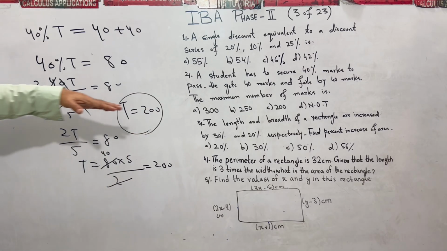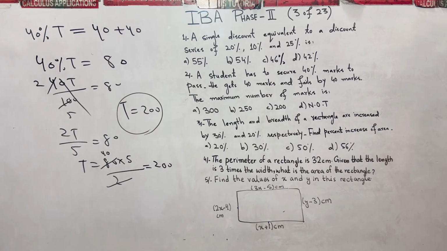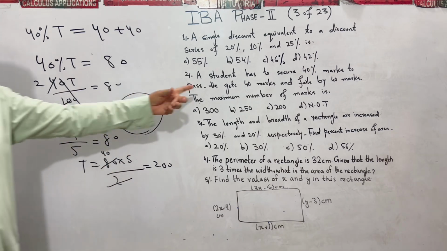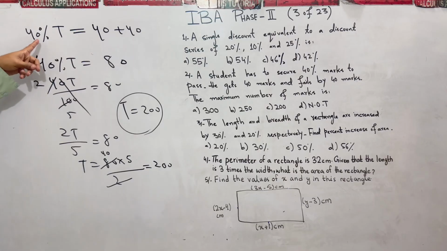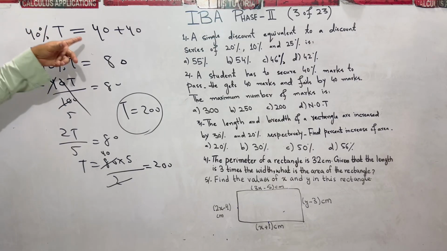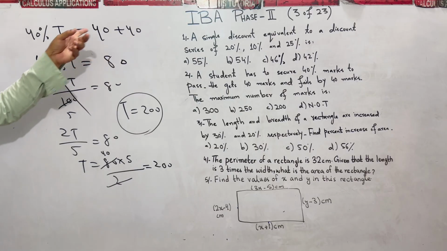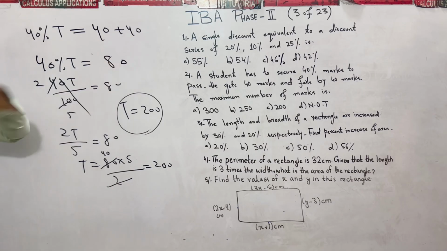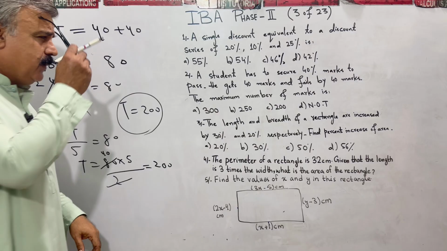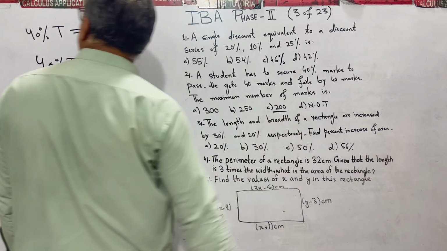A student has to secure 40% marks in order to get through. He got 40 marks and failed by 40. What is the criteria for passing? 40% of the total. So the passing marks are 40 plus 40, that's 80. Now solve for total: 40%, remove percent by dividing by 100, and so on. So the total marks in that case are 200.